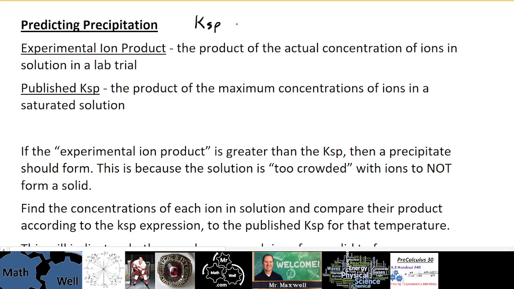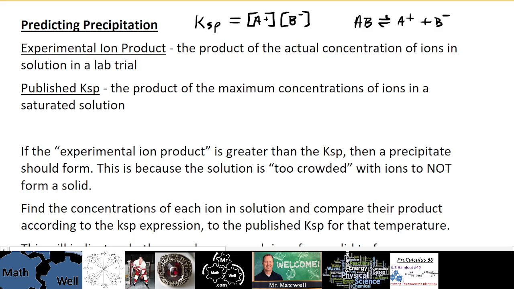So the Ksp is the product of concentrations, let's say of A plus and B minus, just as an example. So the Ksp comes from a product of concentrations of ions, and that would be for when AB dissociates to A plus and B minus. And if this is a 1-to-1-to-1 ratio, we have ones as our exponents. So we know a little bit about the Ksp already.